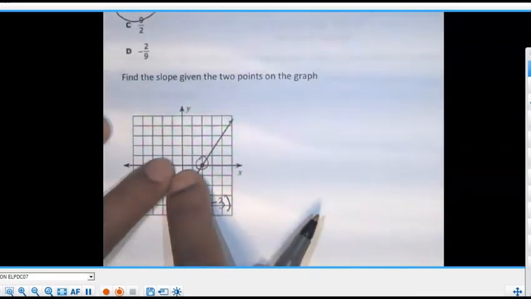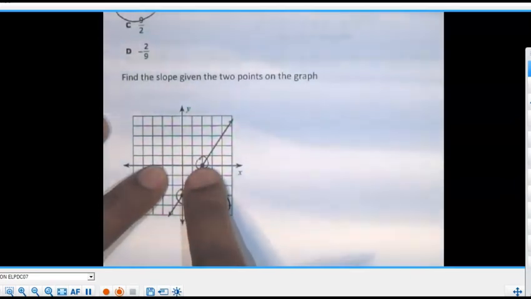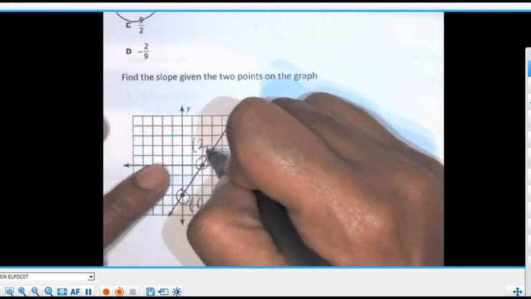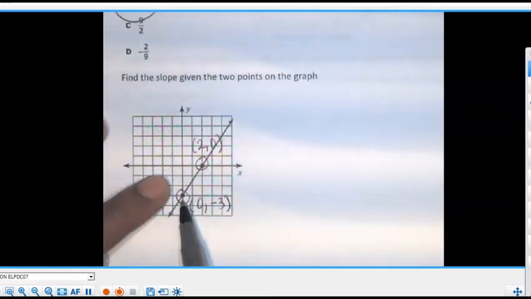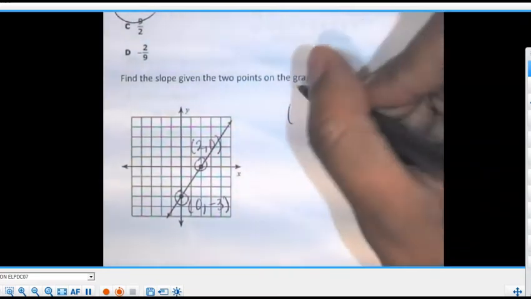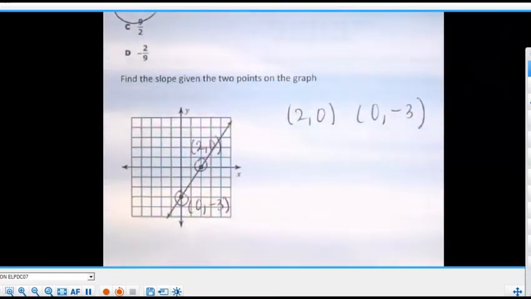Now I want to go back to 0, 0 and go to this point, and this point is, there's 0, there's 1, and there's 2. So this one, because I went to the right 2 in the x direction, this is 2, comma, 0. Because again, I went to the right 2, but I did not go up or down. I stayed on the x-axis. This one I stayed on the y-axis, so there's a y value. So here are my 2 points. Ready? 2, comma, 0, 0, comma, negative 3.